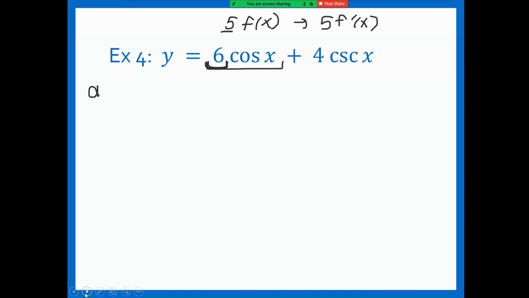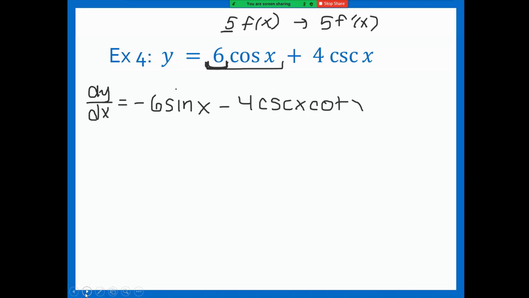So our derivative is negative 6 sine x minus 4 cosecant cotangent.